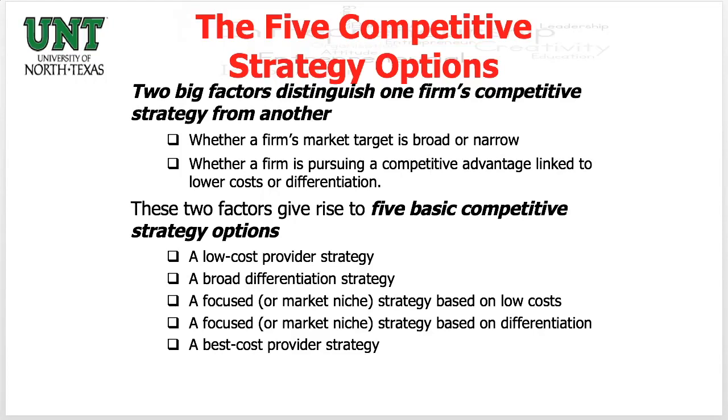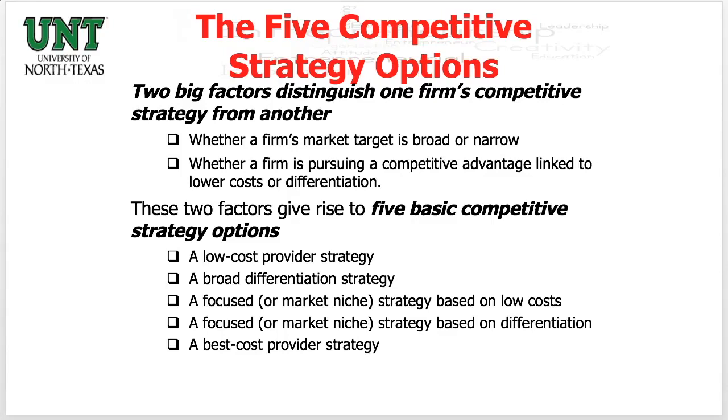All right, so 2 big factors distinguish a company's competitive strategy from another. First, you look at whether the company's target is broad or if it's narrow. If it's very broad, you have more competition, whereas if it's more narrow, you might be able to get away with not having as much competition. Then you look at whether the company is pursuing a competitive advantage that's tied to lower cost or if it's tied to product differentiation. We're going to talk about those in just a little bit.